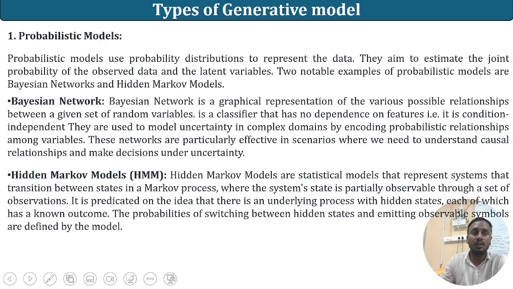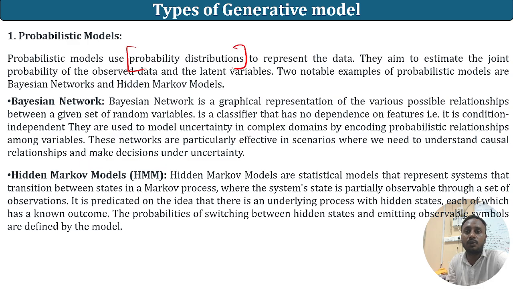Okay. So now we'll come to the probability model. It's actually going to use the probability distribution to represent the data and estimate the joint probability. The other models, the classical ones, are not going to use the joint one. Instead they are going to use the conditional probability. That question will come in the last part of the session.